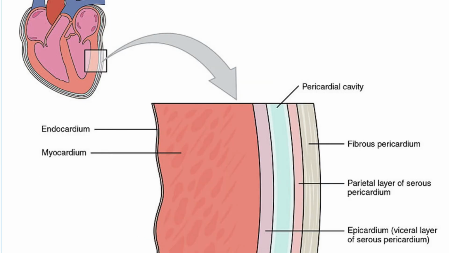Other than that, the wall of each chamber of the heart consists of the epicardium, which is the outermost visceral layer of serous pericardium; the myocardium, the thick middle layer composed of cardiac muscle fibers; and the endocardium, the innermost layer formed by the endothelial cells and subendothelial connective tissue.